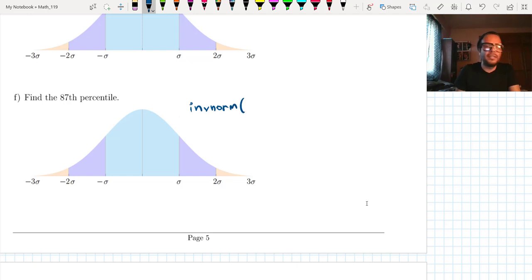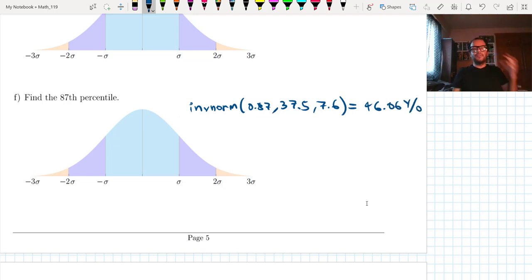In the norm of 0.87, 37.5, 7.6, and choose left, right, or center, whatever you want, and be sure to delete those two commands that send whatever you choose and that comma. Be sure on the graphing calculator it reads like this, and in this case you should get 46.06 years old. But again, you might want to just say 46 years old.